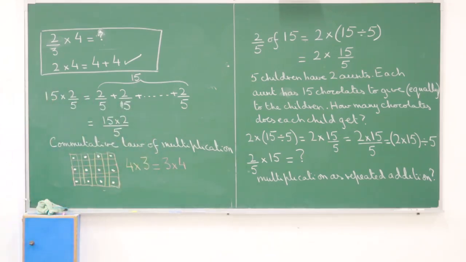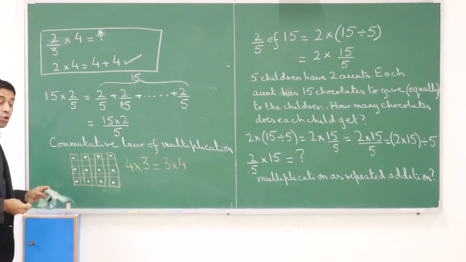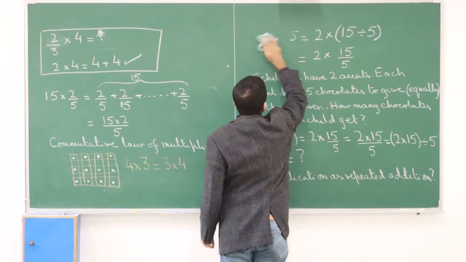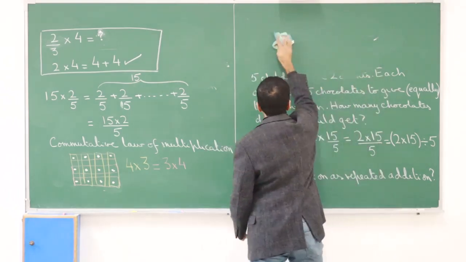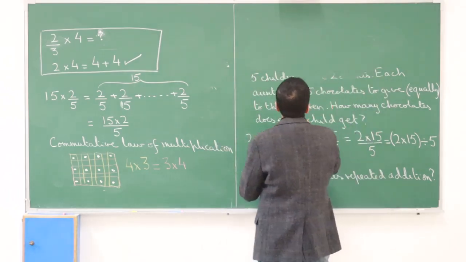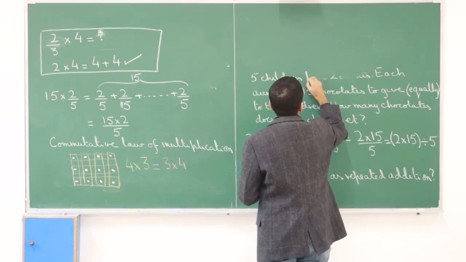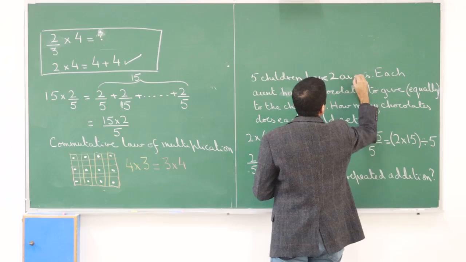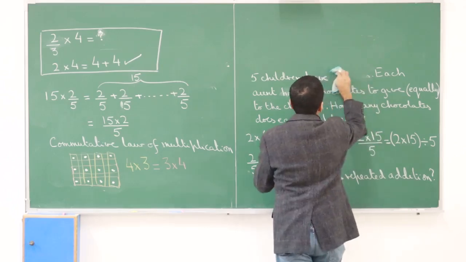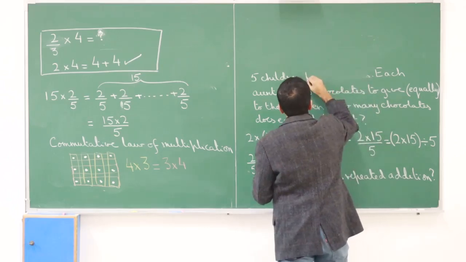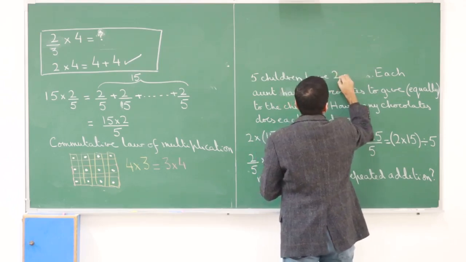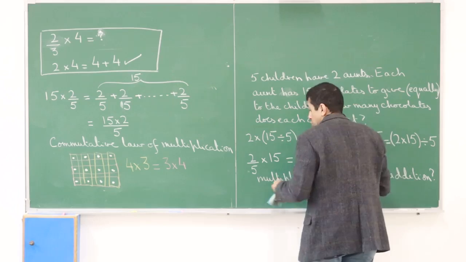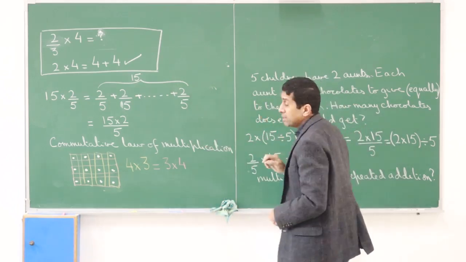Okay? Now we can wish this law to be true for fractions also. I'm not saying this is true. Oh, I'm going to leave this interpretation, sorry. Children have 2 aunts, right? I think that was the question. Yeah. Okay, so let's require the commutative law.